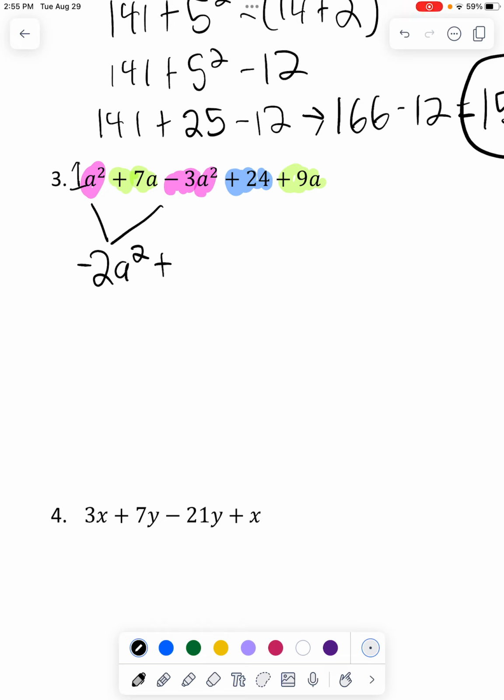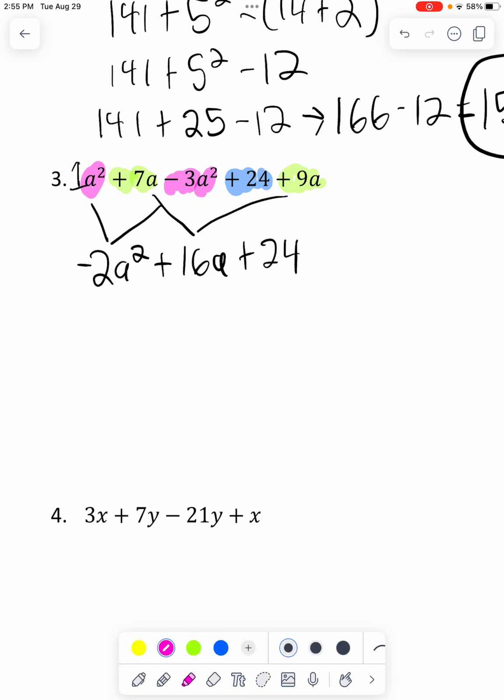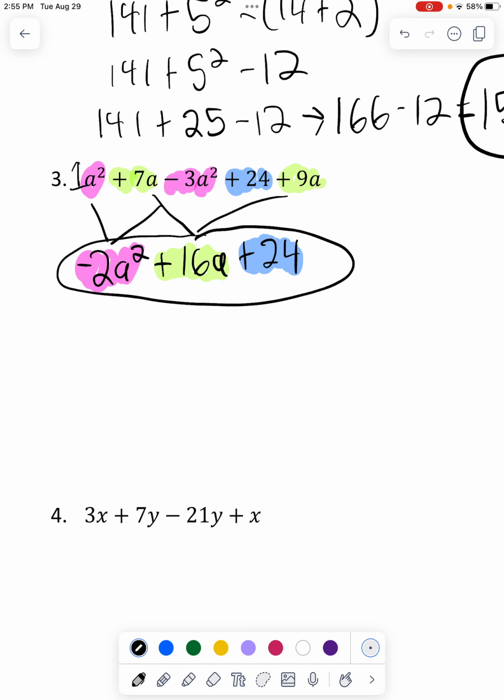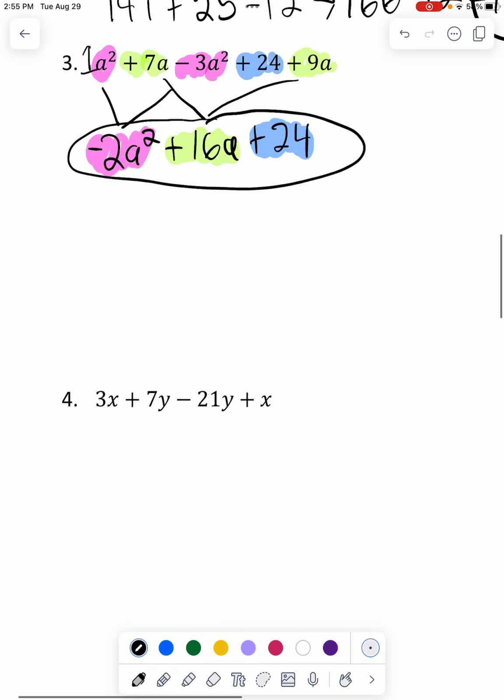Same thing with the 7 and the 9 a's. We add 7 plus 9, and we get 16 a's. Now the 24 has nothing to combine with, and so that stays the way it is. Notice once again that we have all of our terms combined, and the only things left have different variables with different exponents out front. That's how you know you're finished. You cannot combine anything left because they do not have the same variable with the same exponent.